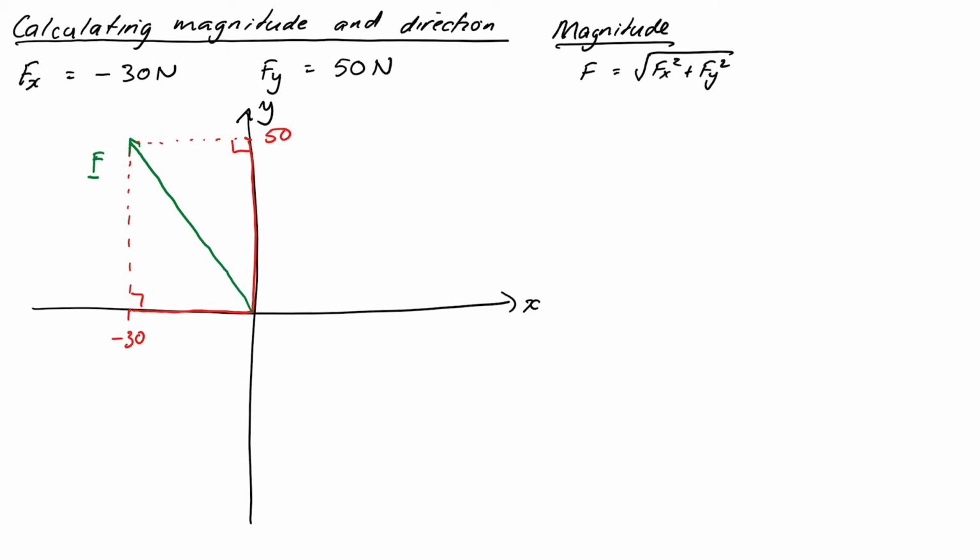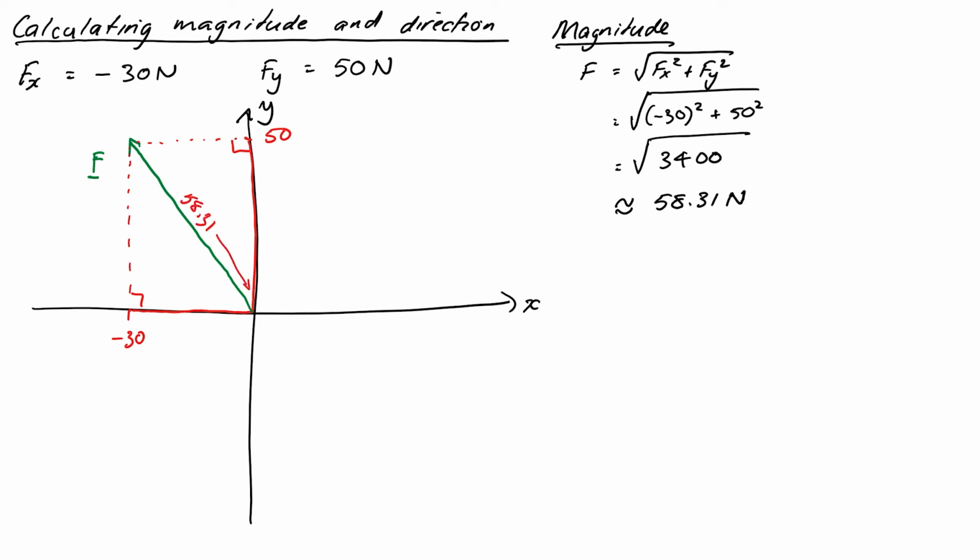So for us, that'll be F is the square root of negative 30 squared, careful to make sure the negative sign goes inside there, plus 50 squared, which will be the square root of 900 plus 2500, which is the square root of 3400, which is about 58.31 newtons.